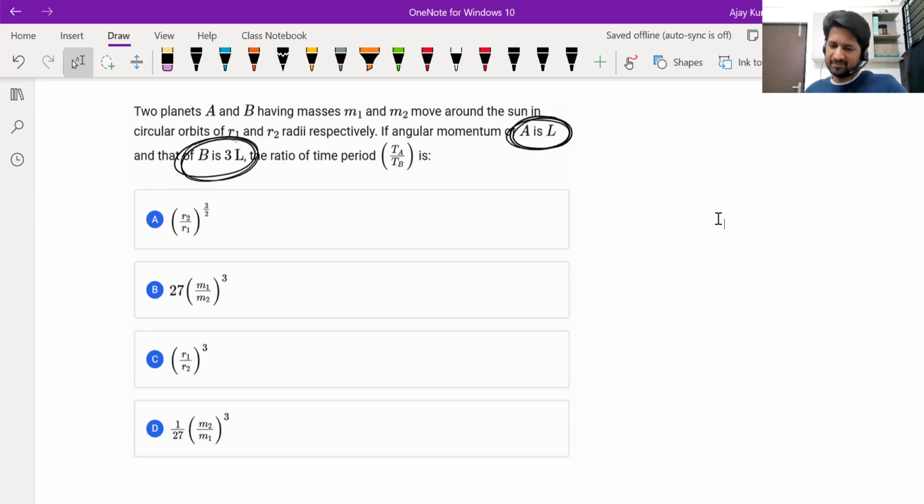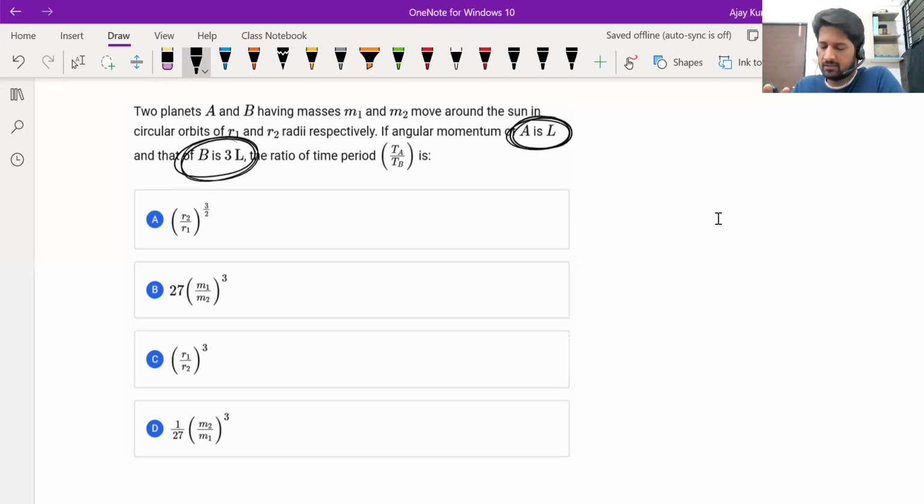Any answers? It's the B option. Option B. Let's see.